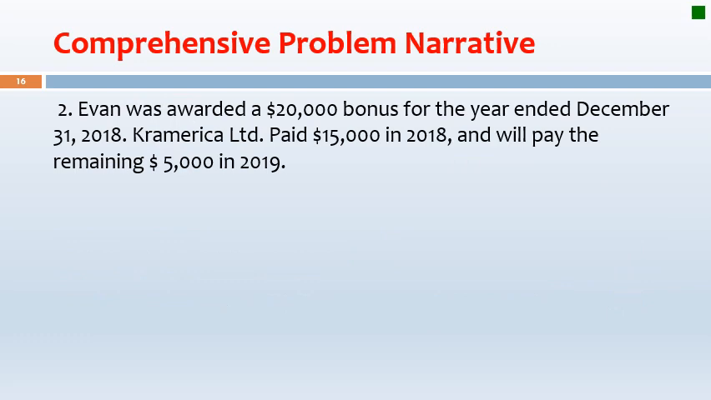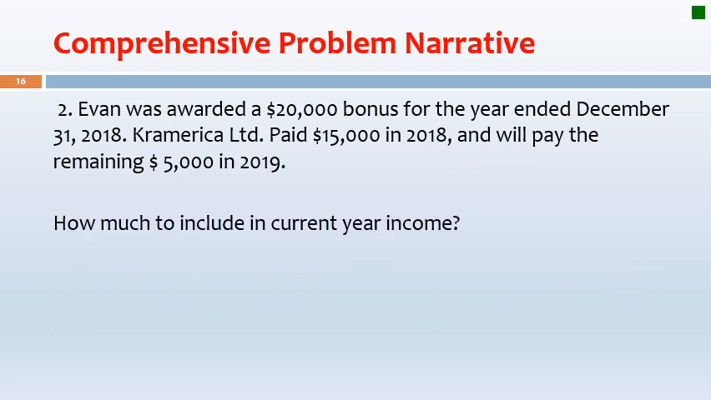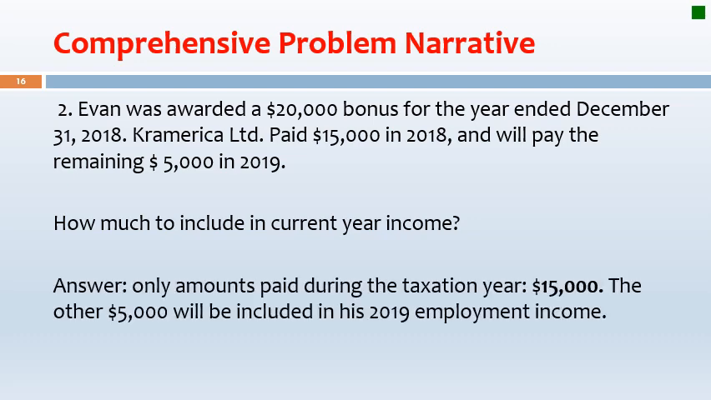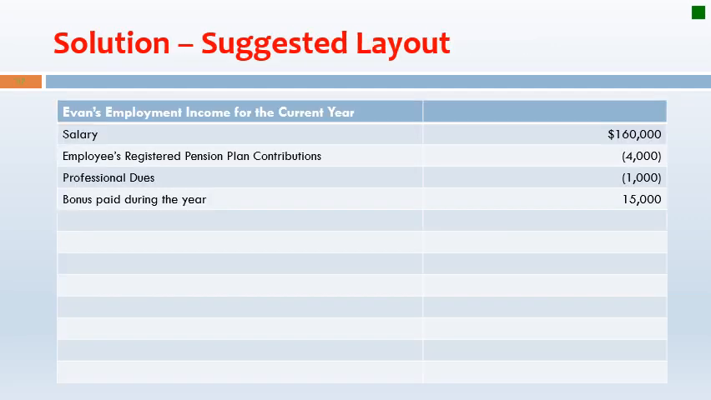Let's address that bonus now. This clearly has to be included in income, but how much of it? Well, the answer is that only amounts paid during the current tax year are included in employment income. Any remaining amounts will be included in next year's income. So we add the $15,000 that was paid in the year to his employment income.